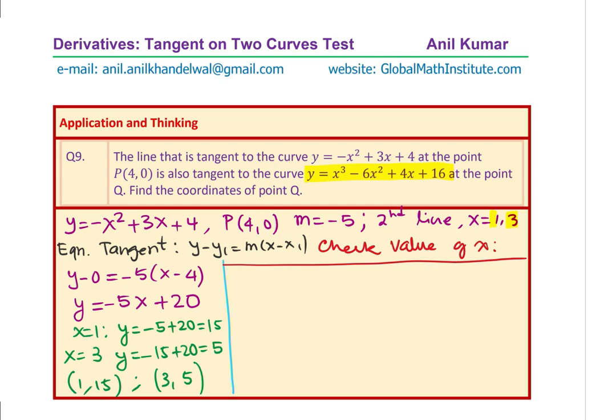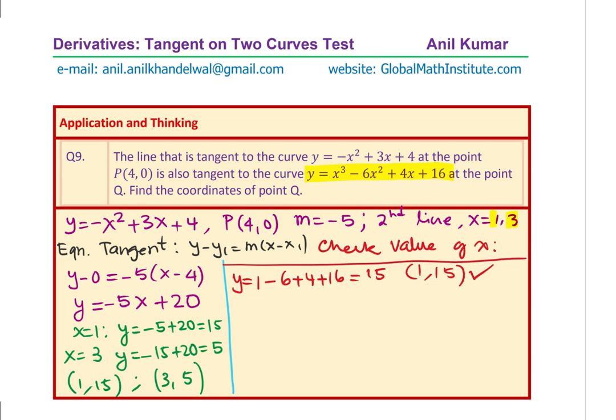So in the second equation, which is y equals x cubed minus 6x squared plus 4x plus 16, let's put 1 there. So if I put 1 there, I get 1 minus 6 plus 4 plus 16. And that gives you what? So 1 minus 6 is minus 5 and plus 4 is minus 1. We get 15. So indeed, (1, 15) is the right value. You see that? Now if you substitute 3, you will not get 5. You can check that, right?